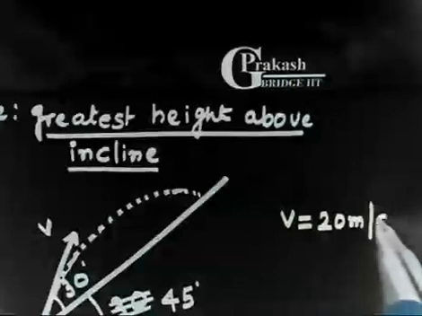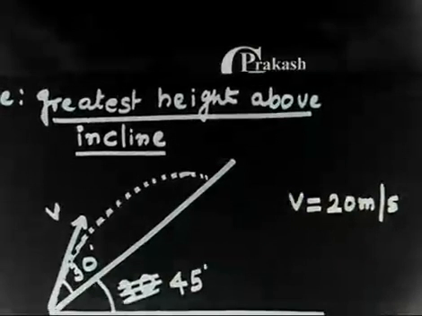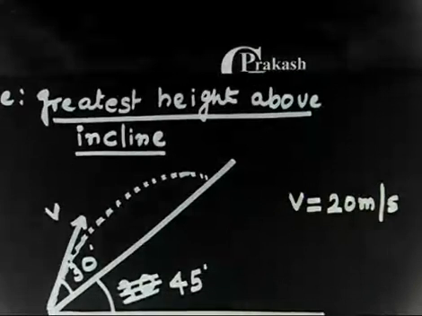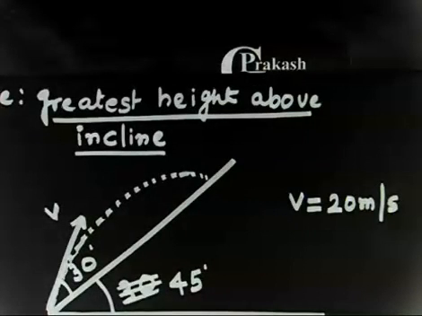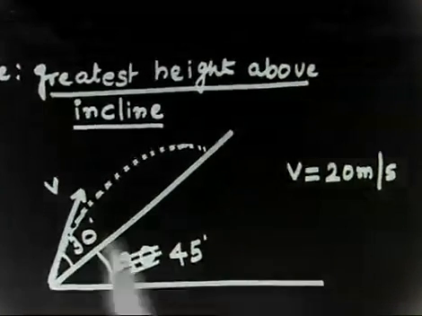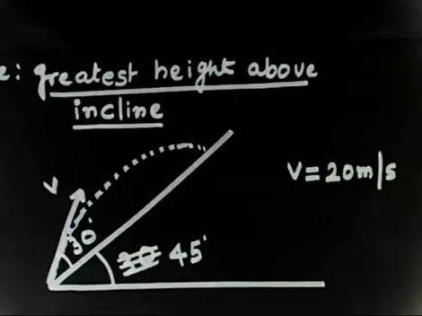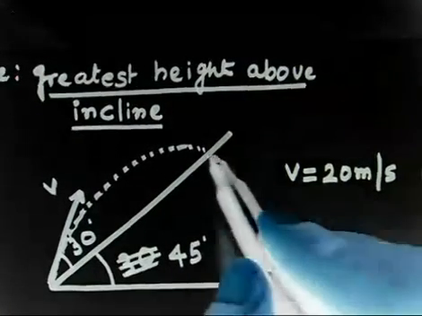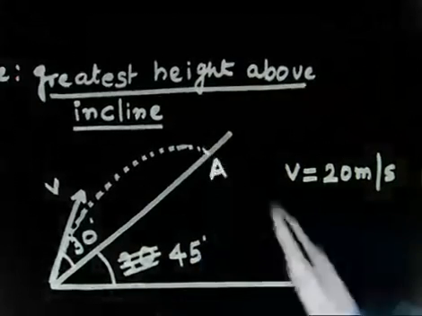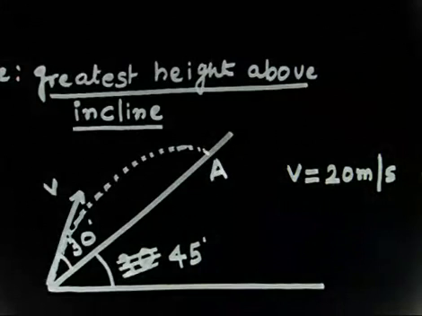At an angle of 75 degrees, so 45 plus 30, 75 degree to the horizontal from point O at bottom of the plane at 45 degree to the horizontal. So this inclined plane makes an angle 45 degree to the horizontal. Particle hits the plane again at point A. Now the question says, what is the time of flight?